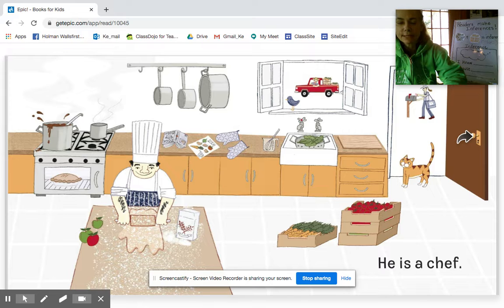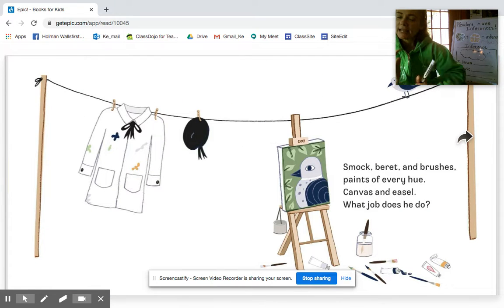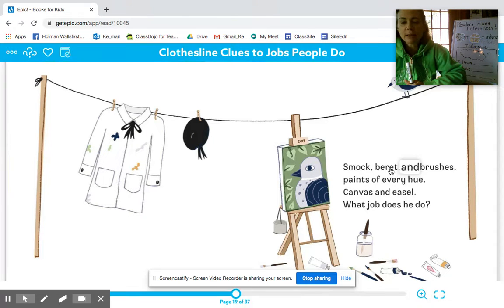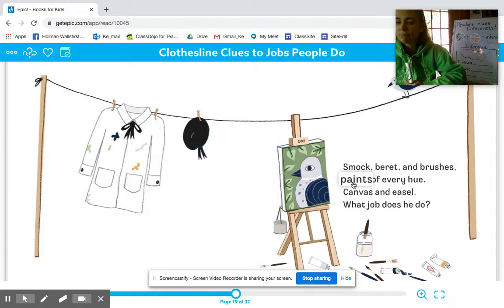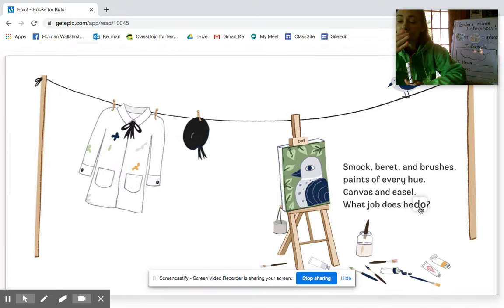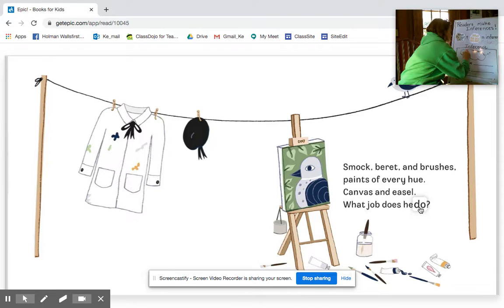Yep, there we go. He is a chef. Let's turn the page. And we talked about this one yesterday, boys and girls. So let's refresh our memory. A smock, beret, and brushes, paints of every hue. Canvas and easel, what job does he do? Okay, so yesterday we talked about this, okay? So what was our inference? He was an artist. So our inference was artist.